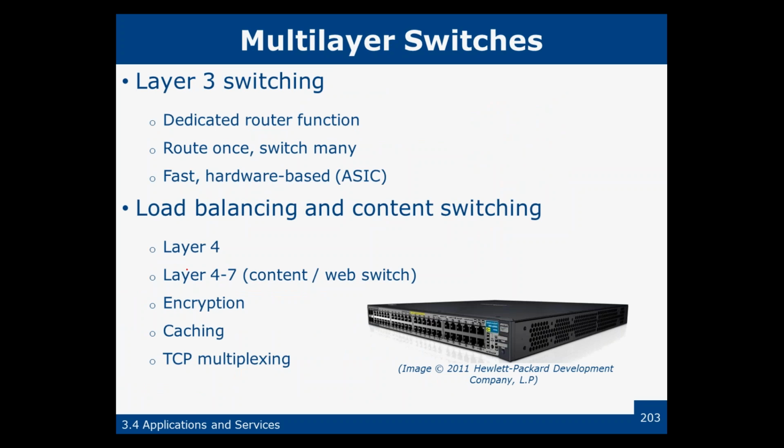And then layer 3 switching. A layer 3 switch is really a switch that switches on IP addresses rather than working at layer 2. It knows the IP addresses and maps them to the switch ports.